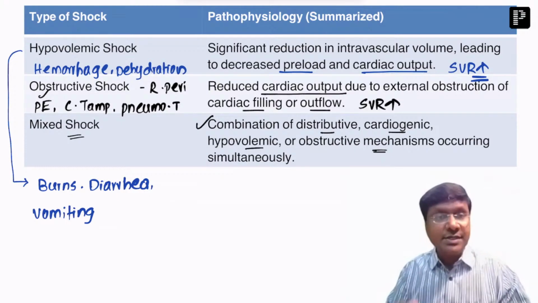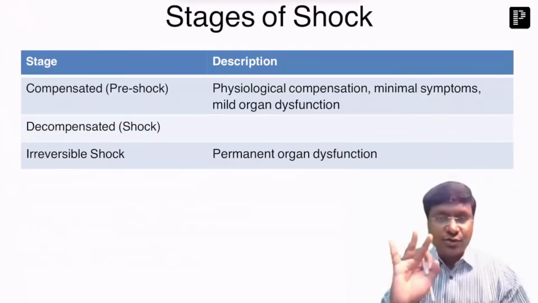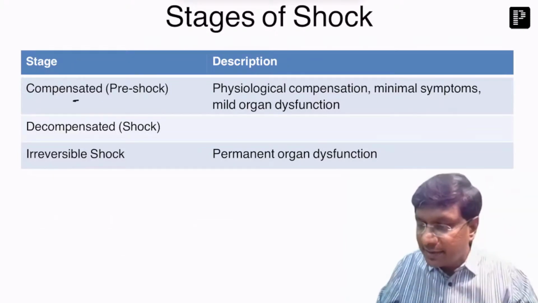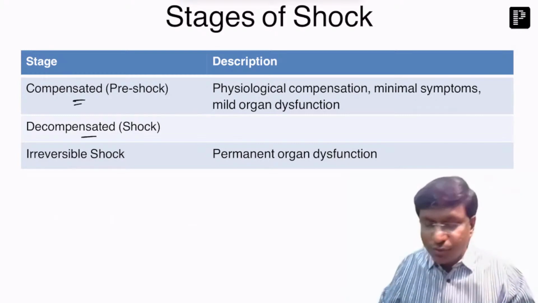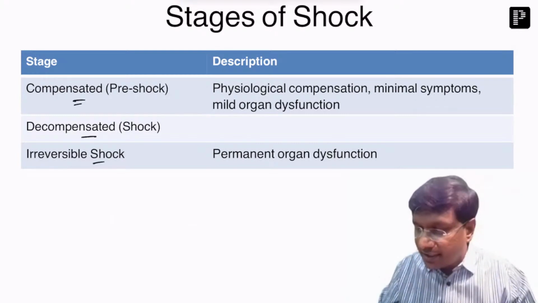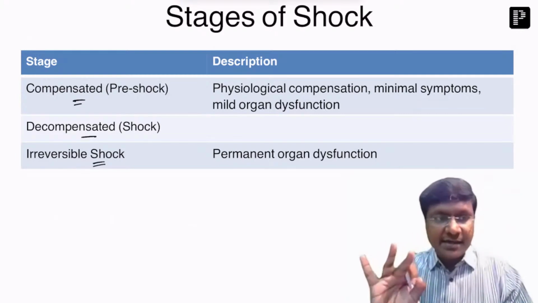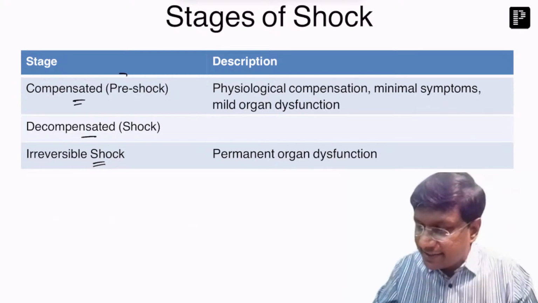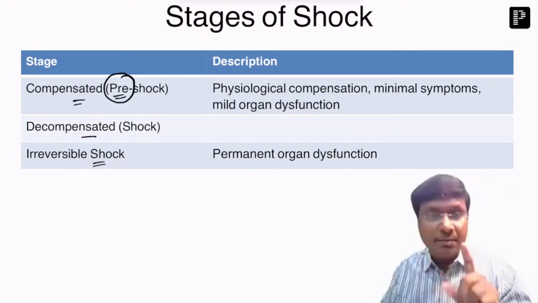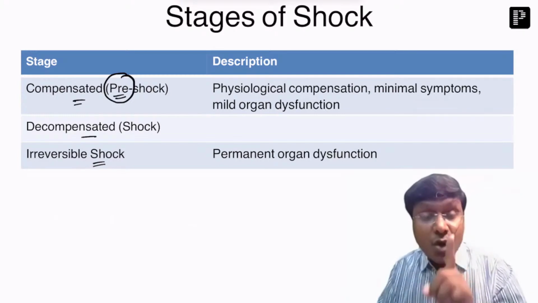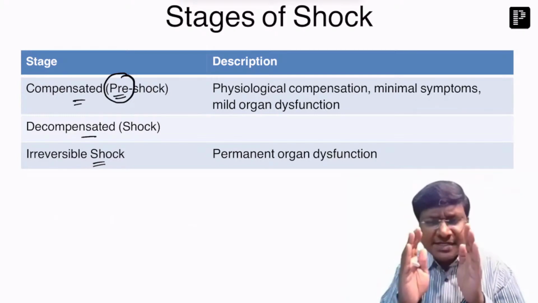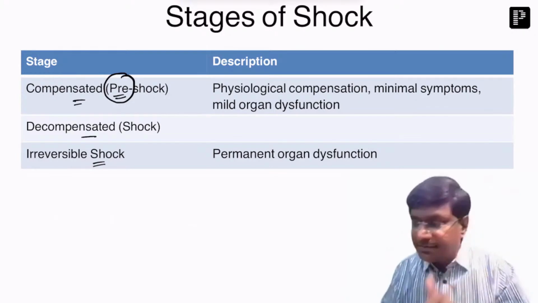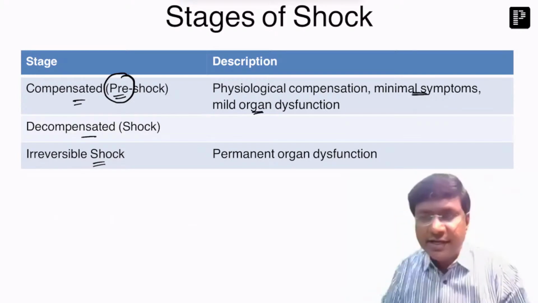Now, having said this, let me discuss the stages of shock. There are totally three stages in shock, right? What are these three stages? Number one, compensated. Number two, decompensated. Number three, irreversible shock. So these three are the stages of shock. Now, you take compensated. Compensated is a pre-shock, right? In compensated shock, the symptoms are very minimal and there is very mild organ dysfunction, right?